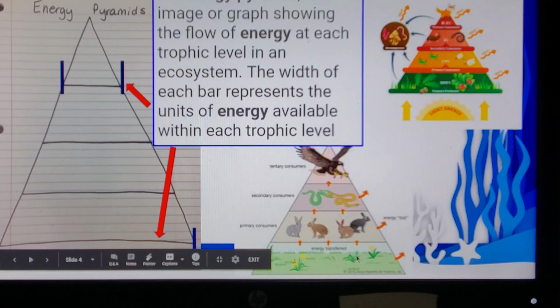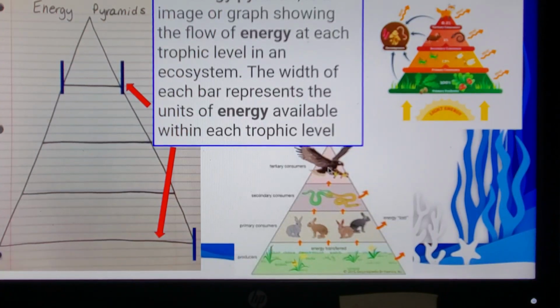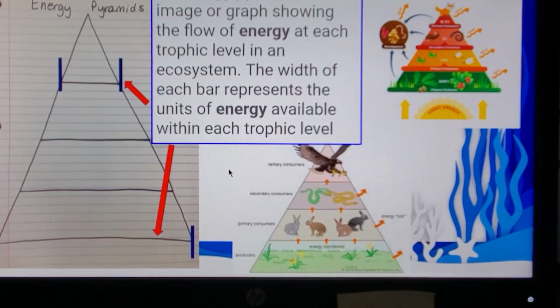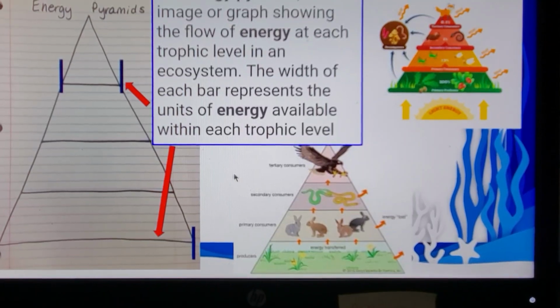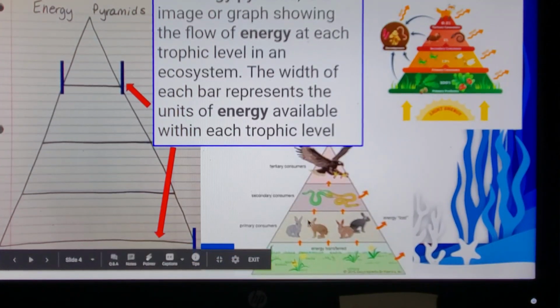And this pyramid is a really good graphic representation, because this is the support. This is what holds up everything else. So at the bottom, always producers. Then we have primary, secondary, tertiary consumers. It says an energy pyramid is an image or graph showing the flow of energy at each trophic level. Trophic just means eating, so at each level in an ecosystem.